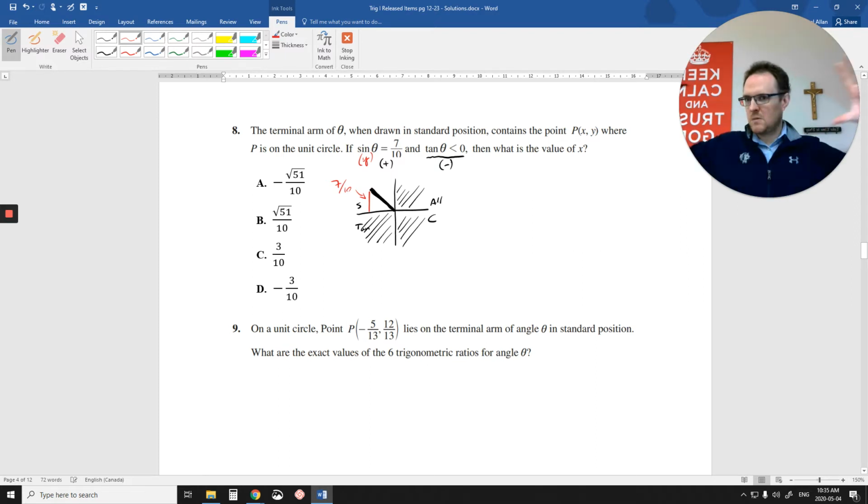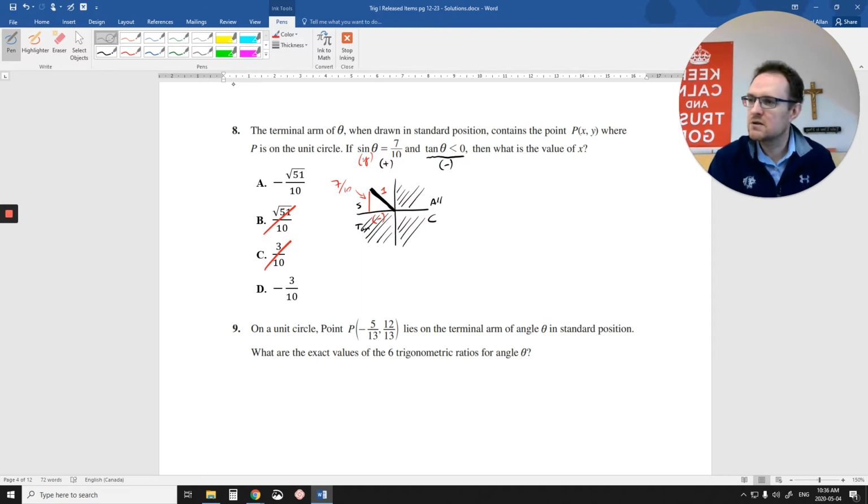But because all triangles are similar, they all have the same ratio, they have the same angle, I could just say that's my opposite over my hypotenuse. But we're saying it's on the unit circle, so that's going to be 1. So I'm going to cross off the two positive answers, because the x value has to be negative if it's in this quadrant. So I have to determine out of these two which is the correct one.